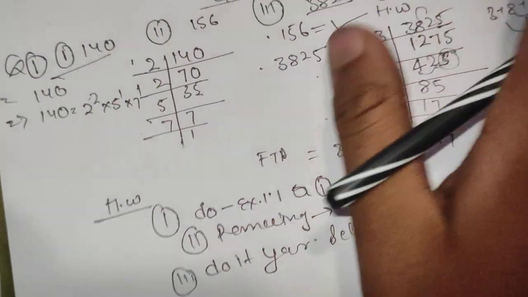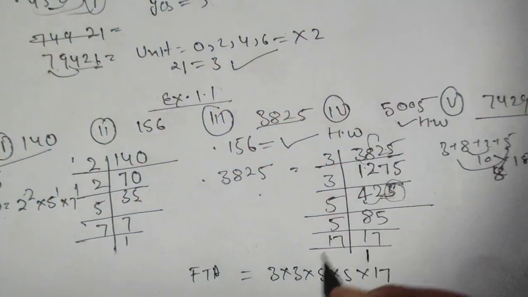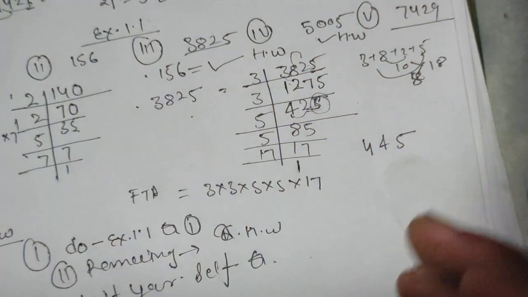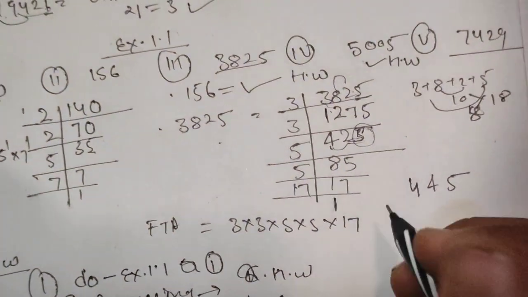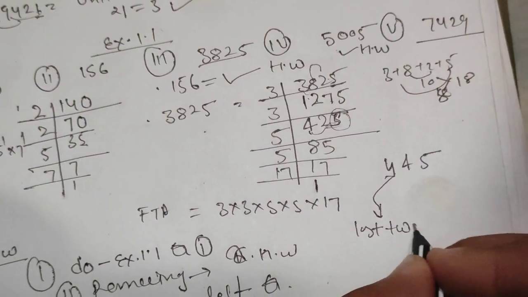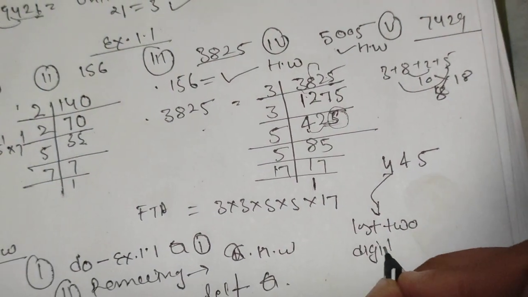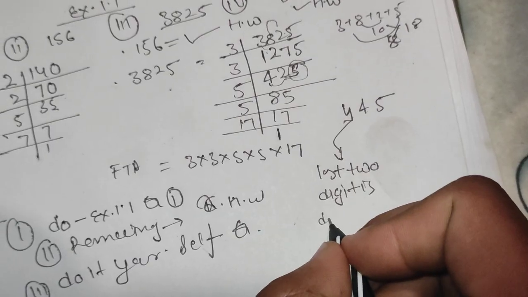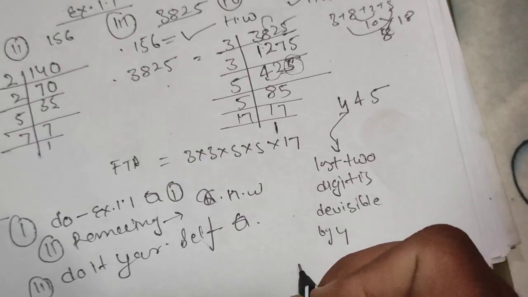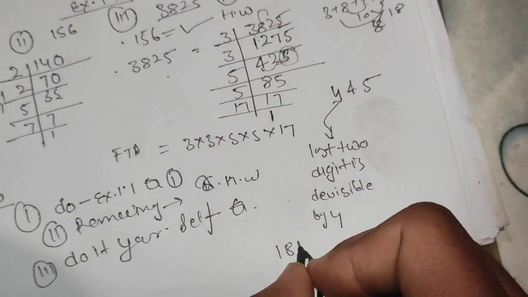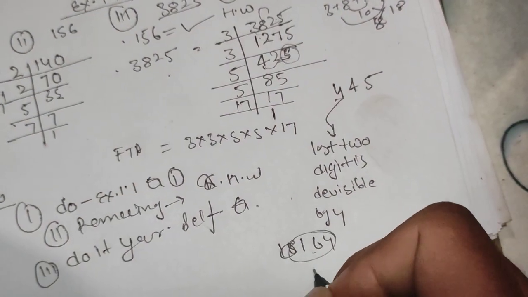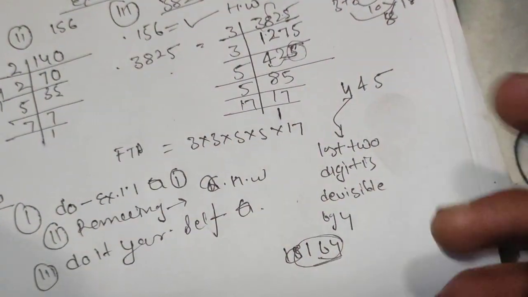And the part where I discuss the divisibility rule of 4 and 5, let's summarize, and in the next class we'll discuss it in detail. So for 4, the last 2 digits divisible by 4, like 164. The whole number is divisible by 4 because the last 2 digits are divisible by 4.